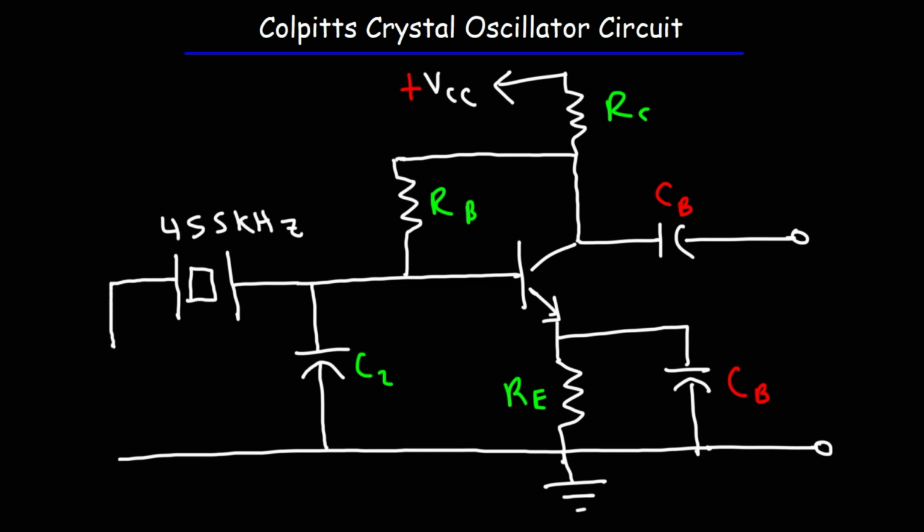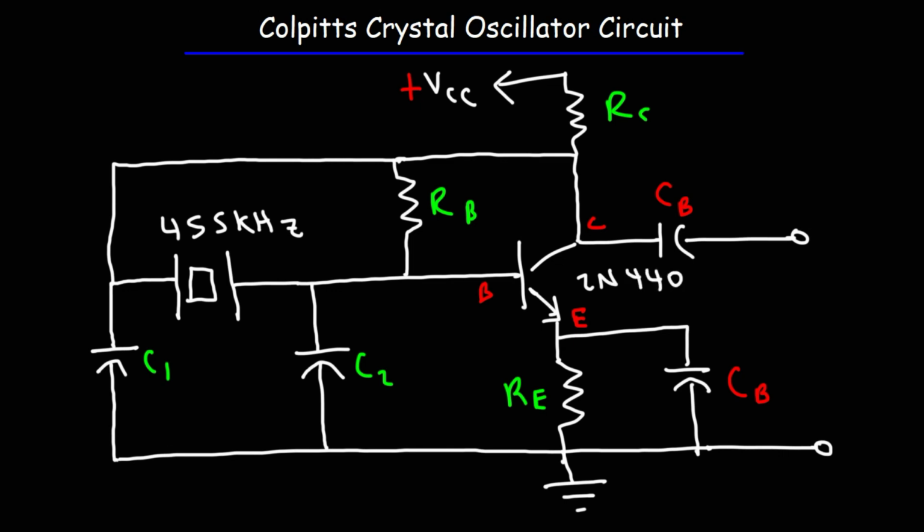Now I'm going to have another capacitor connected on the other side of the ceramic oscillator, and this is going to be C1. Now C1 is also going to be connected to the collector of the transistor. So keep in mind, this is the base of the transistor, this is the collector, and this is the emitter. Now the specific transistor that I used in this circuit when I tested it was the 2N4401 NPN transistor, for those of you who might be interested.